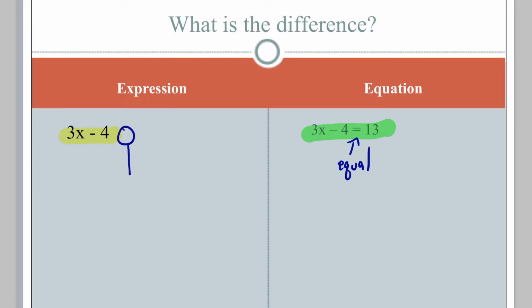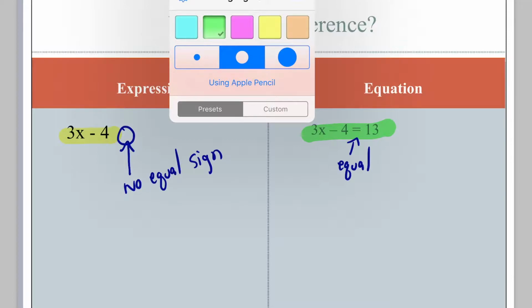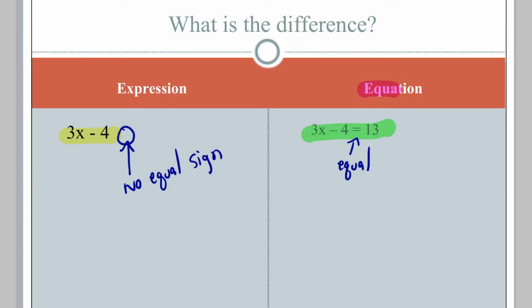And this has no equal sign. And so the difference between an expression and an equation is that an expression does not have an equal sign. That is very important. An expression does not have an equal sign. An equation does have an equal sign. And notice, a way to remember this, equation almost has the word equal in it. So when you see an equal sign, you know you have an equation.